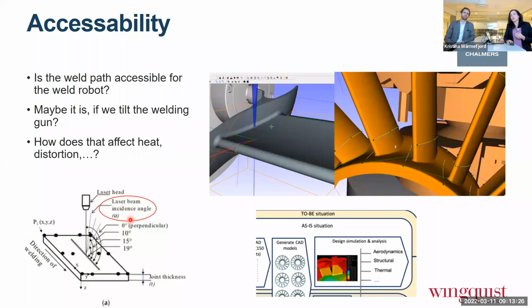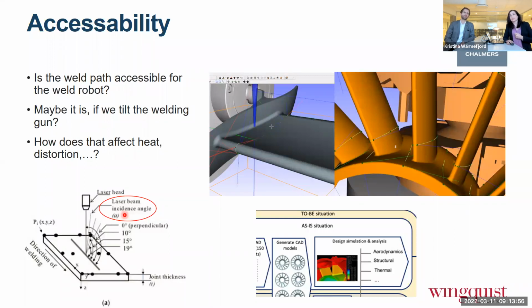Then it's easier to get this accessibility. But if we do that, what happens with the heat that we apply? So how does this affect the distortion and so on? So this is the background why we need to have this heat source modeling where we have a tilted welding beam or laser beam, because for some design alternatives, we need to tilt the laser beam in order to get access with a welding gun.